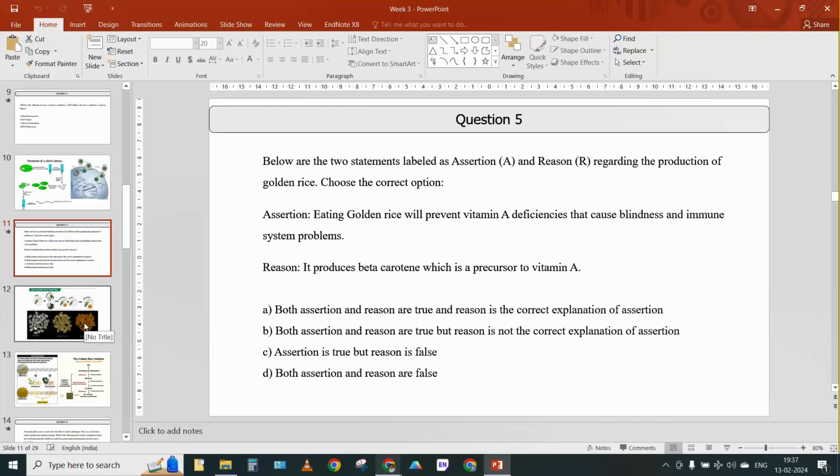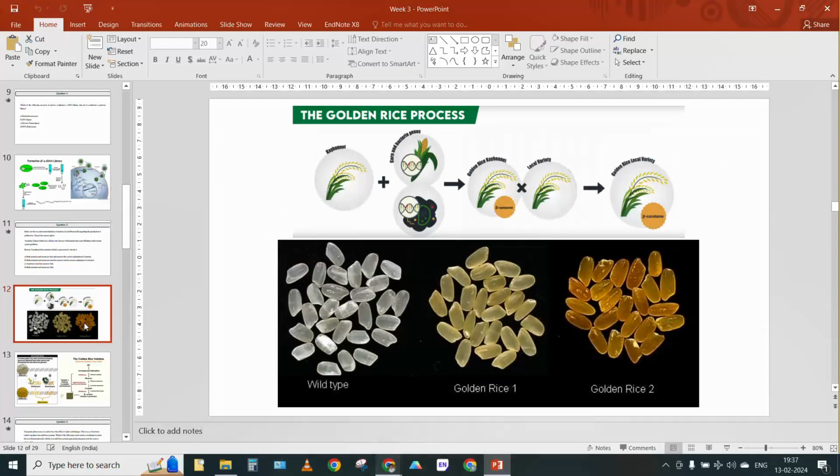So let me go through some theoretical portion of the same. So here we have some wild type rice, golden rice one, and golden rice two. Let me start from the basic things. What golden rice is? Golden rice was developed to address vitamin A deficiencies by incorporating genes from other organisms such as bacteria and daffodils into the rice plants. These genes enable the synthesis of beta carotene in the rice grains, and beta carotene is a pigment that the human body can convert into vitamin A.